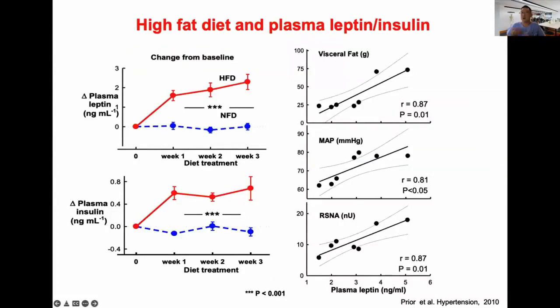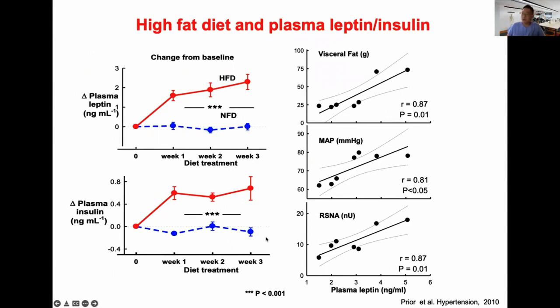Now, using our animal model and diet regime, using the 13% of fat, we have also shown that there is a marked increase in plasma leptin, which is in red here, in our high-fat diet animals, and the blue are the control diet. And importantly, the visceral fat, blood pressure, and renal sympathetic nerve activity were all correlated by the increase in the levels of the fat.